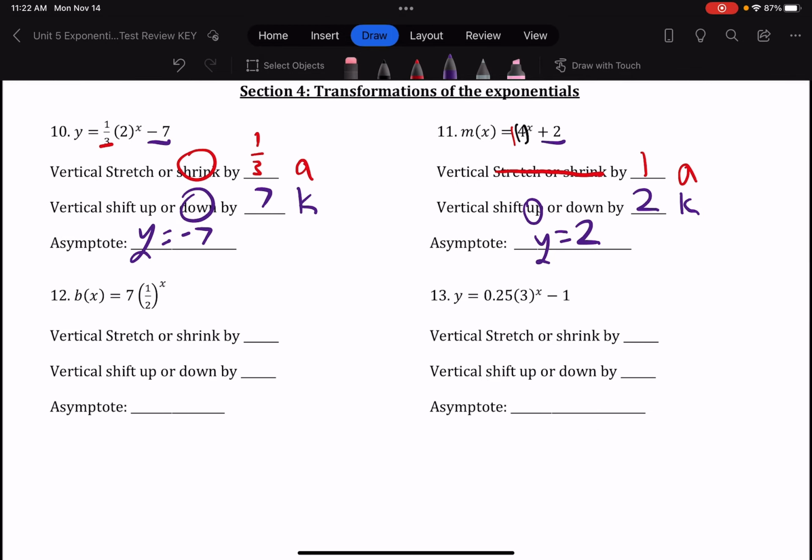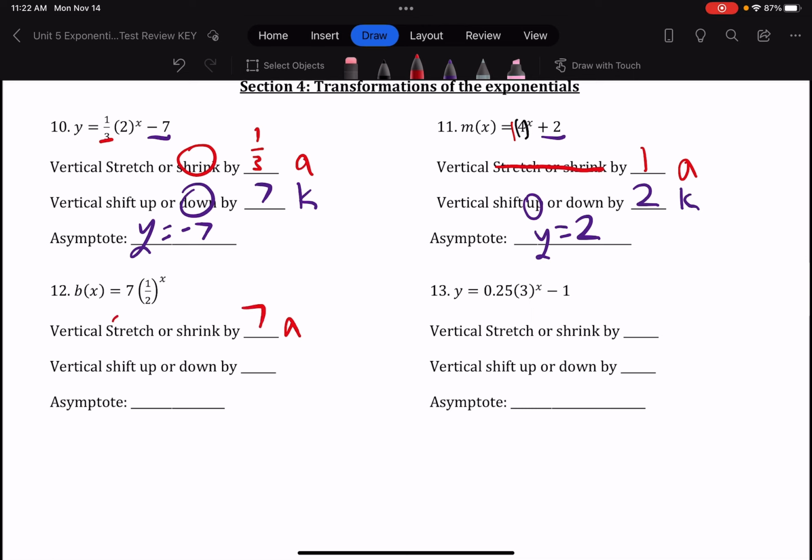For number 12, I've got a vertical stretch or shrink dealing with my A value of 7. So that will be a stretch that's greater than 1. But I don't have listed a horizontal asymptote, so I can understand that is at 0. If there is no horizontal asymptote, then I'm not going to have a vertical shift up or down.